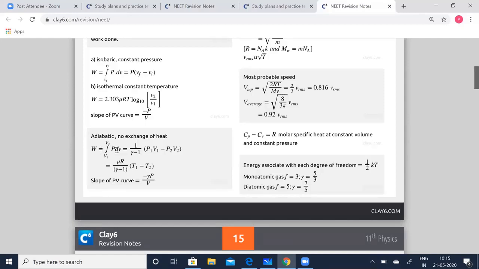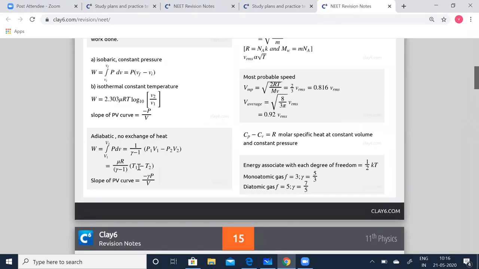So W is equal to the integration of PdV from V1 to V2, where V1 is the initial volume and V2 is the final volume. That is 1 by gamma minus 1, where gamma is the ratio of the specific heats, times P1V1 minus P2V2, or you can simply put it as μR divided by gamma minus 1, because we know PV is equal to RT, where R is a constant. So in the place of P1V1, you can also put the temperature form.